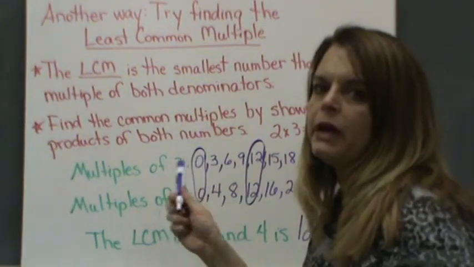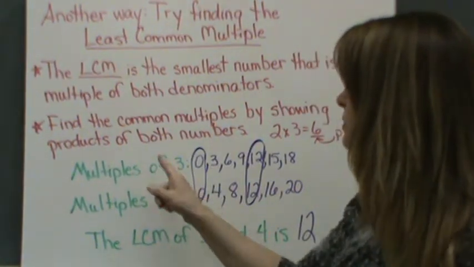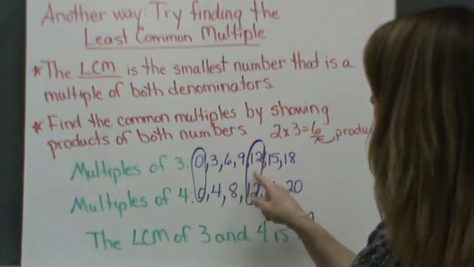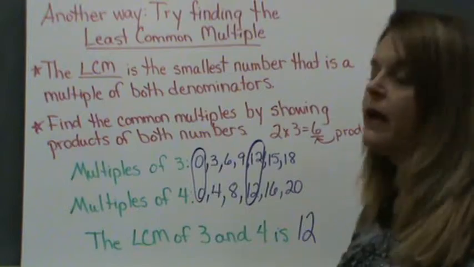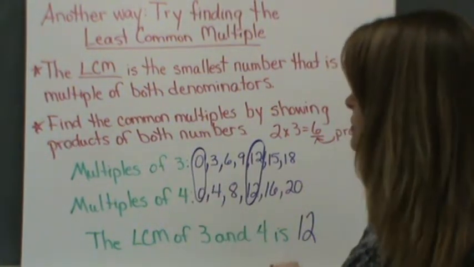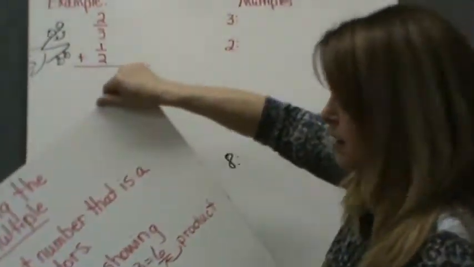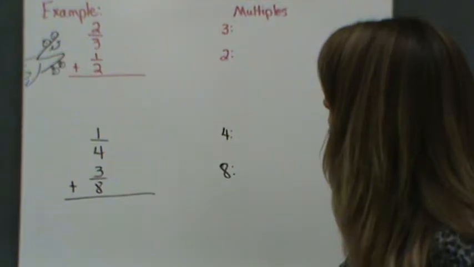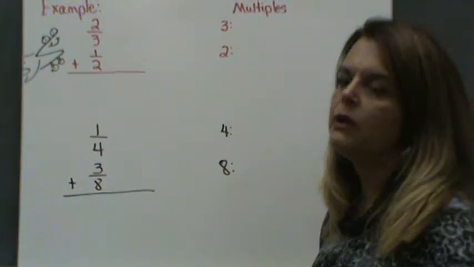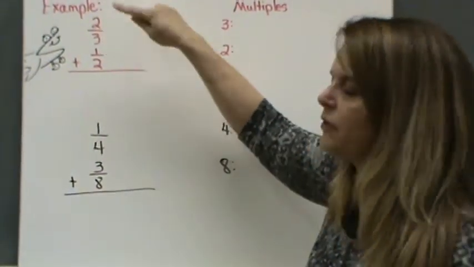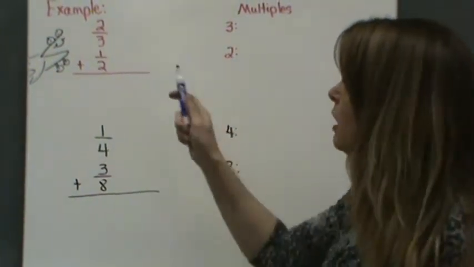So again, if 3 and 4 were my denominators in the fractions that I was trying to add, I would find the multiples of both of those denominators and find the smallest one, other than 0, that they have in common, and that's going to be the least common multiple of those two numbers. So let's see it in action with a fraction problem. All right. So let's look at this. If I'm going to add 2/3 plus 1/2, first thing I notice is my denominators are different. I have a 3 and I have a 2. So I need to find the least common multiple of those two numbers.